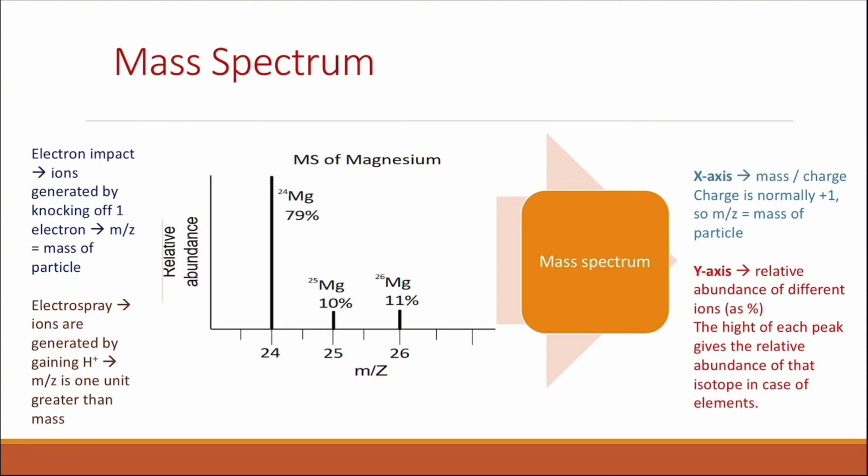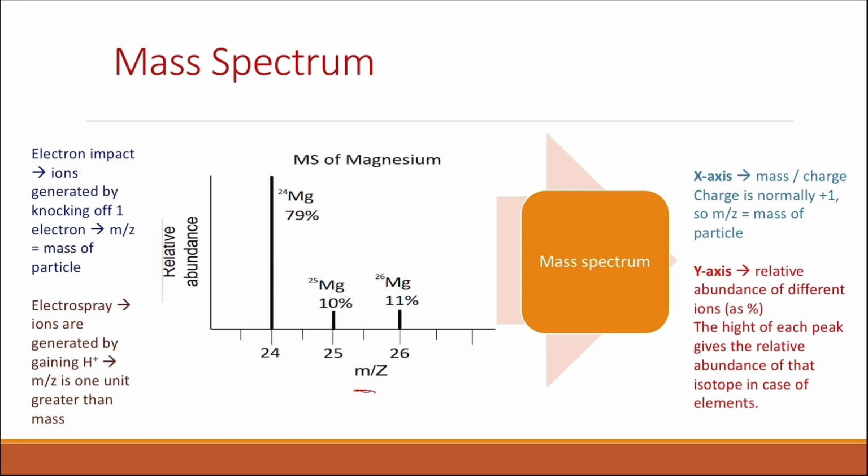So the mass spectrum that is generated will give you the mass over charge. The charge is usually, most of the time, +1. So mass over charge is basically the mass of the particle. The particle could be an atom, a compound, or a molecule. And then on the y-axis, we have the relative abundance.